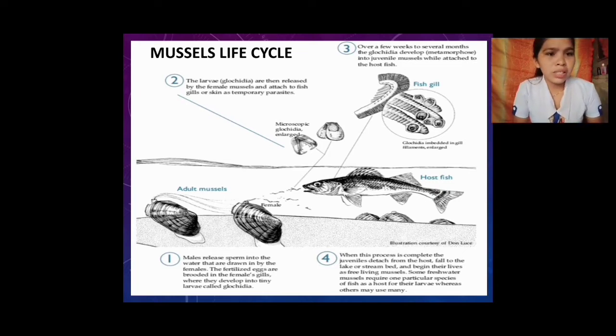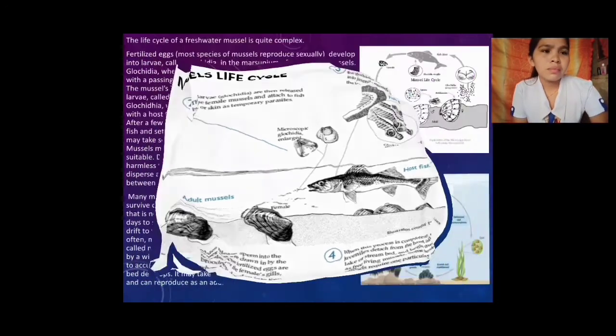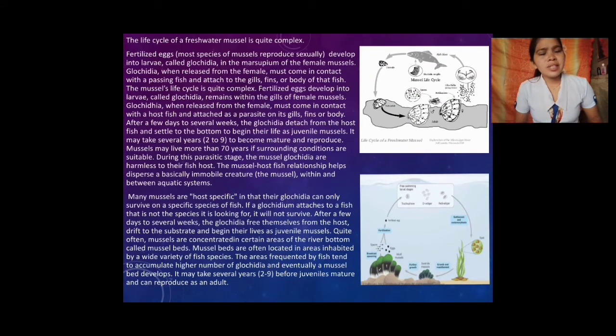Some freshwater mussels require one particular species of fish as a host for their larvae, whereas others may use many. The life cycle of a freshwater mussel is quite complex. Fertilized eggs: most species of mussels reproduce sexually and develop into larvae called glochidia in the marsupium of the female mussels.